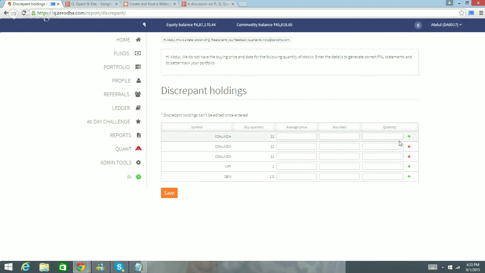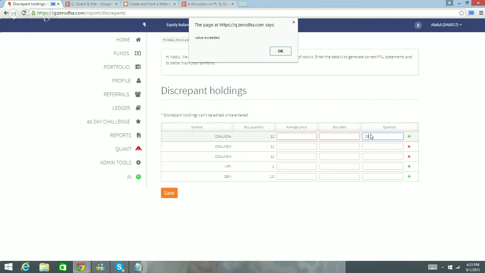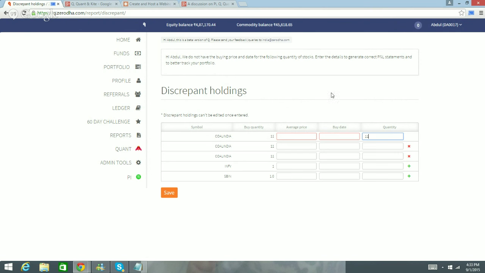So that's why we allow him to add a plus, and then he can keep adding the quantity and the buy date. So if there are 11 shares, he can add say 10 here and a 1 here, right? So together it becomes 11 now, right? So I can add an average price for these 10 and an average price for this one, right? So small little things again, but as I said, no one allows this, right?